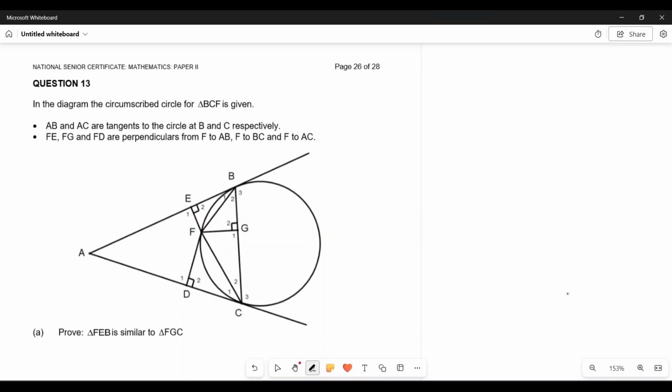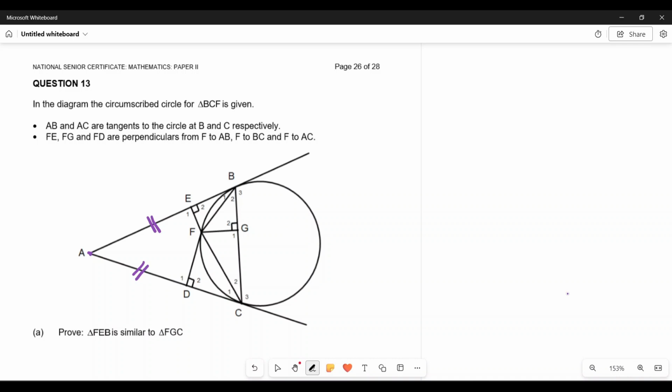All right, good day. So in this video, we're going to be continuing with your Euclidean questions from your 2022 paper. Now, question 13 is an integration of both your grade 11 Euclidean as well as your grade 12. So here we are given the diagram. Now, this is the circle. Here, AB and AC are tangents. Now remember, these are tangents from the same point. And what do we know about tangents from the same point? They are equal to one another.